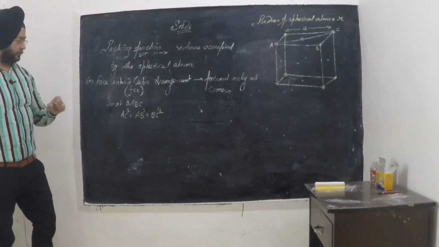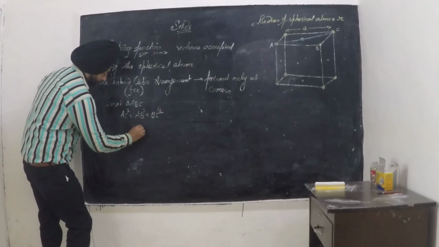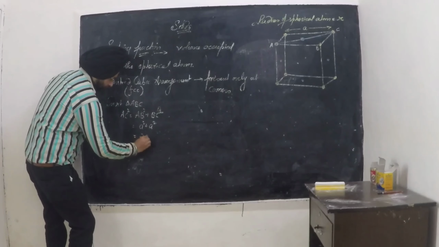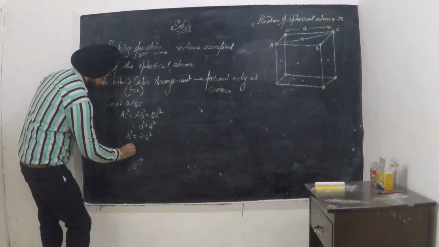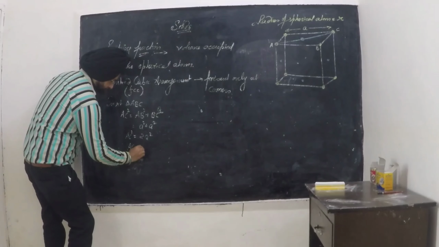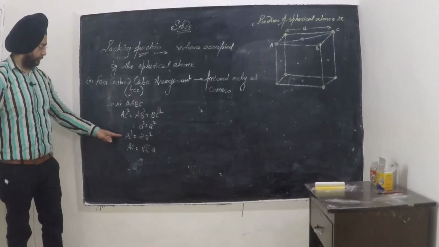So what is AB? AB is equal to A and also BC is equal to A. So it will be equal to A square plus A square, so it is equal to 2A square. That is your AC square. But you want to find out the value of AC, so it will be equal to under root 2A. Oh, this is the mathematical part.